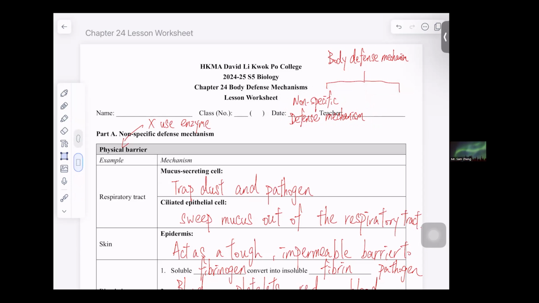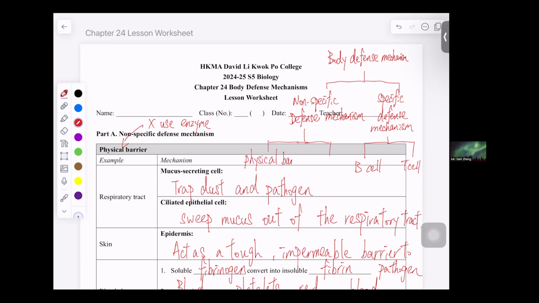For the specific defense mechanism, we are mainly referring to the B cells and also the T cells. While the non-specific mechanism, we can further divide into two parts, which are our physical barrier and also our chemical barrier.